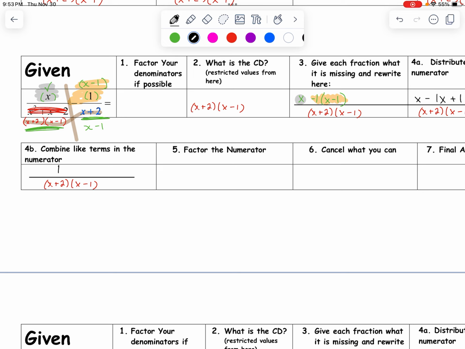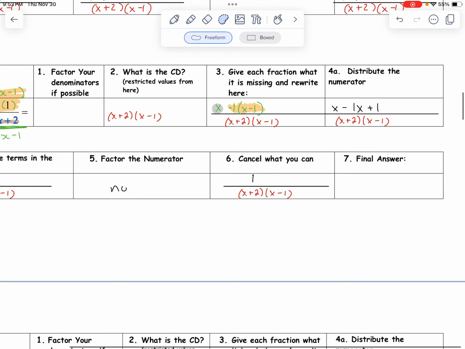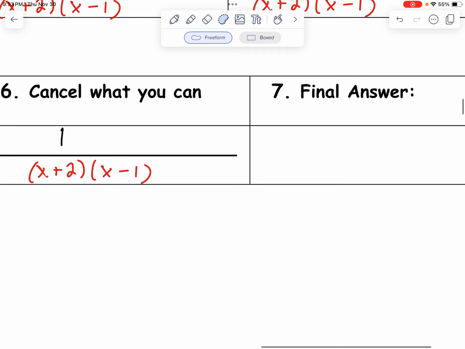I did. Does the numerator factor? Can you factor 1? No. Now, big question. So I'm just going to write no. Can you cancel anything then? No. I think some students might want to cancel the 1 in the numerator with the 1 in the denominator, but that's a monomial, and that's a binomial. Can't do it. Don't do it.